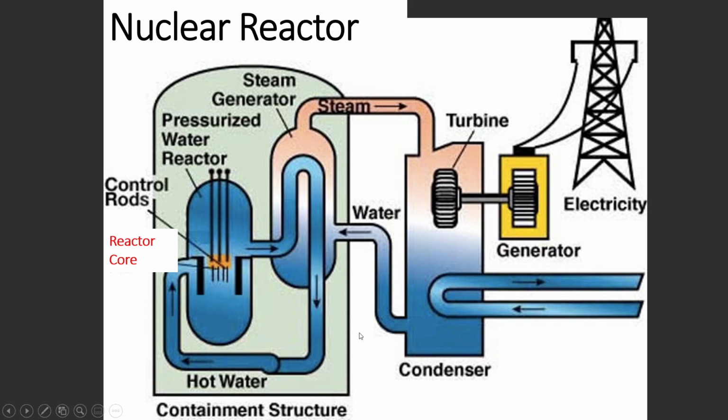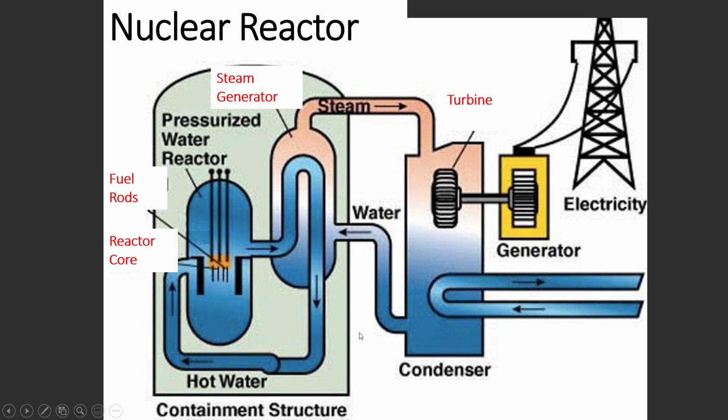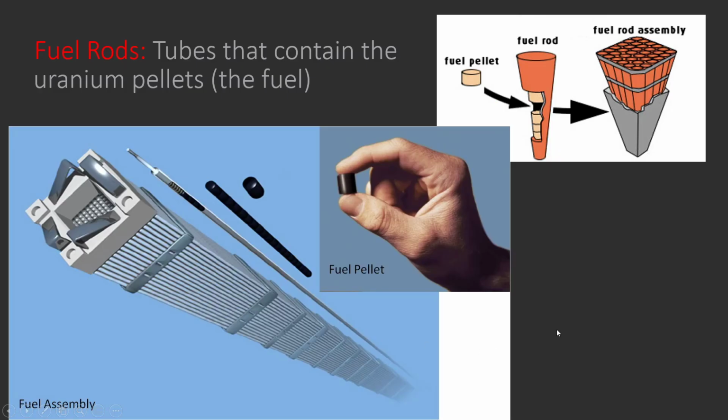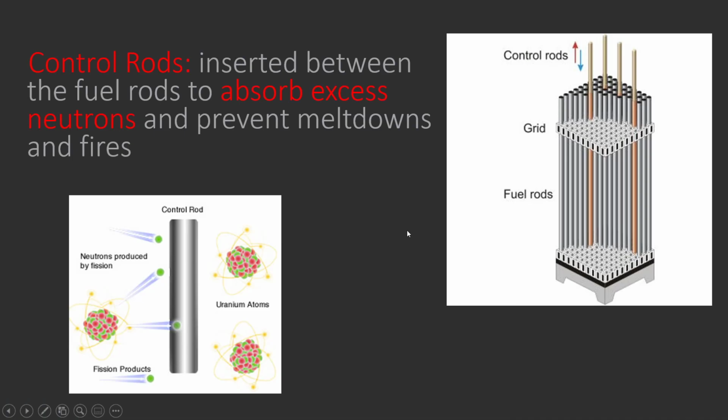So the reactor core, fuel rods, the steam generator, turns the turbine, generates the electricity. A fuel rod is just a tube that contains the uranium pellets, or the fuel. Many fuel pellets are put into fuel rods, and then the fuel rod assembly contains many fuel rods. The control rods are then put between the fuel rods, and that is to absorb any excess neutrons and prevent a meltdown or a fire, preventing something from going out of control. So essentially, the control rod absorbs these fission products instead of allowing them to react too much.